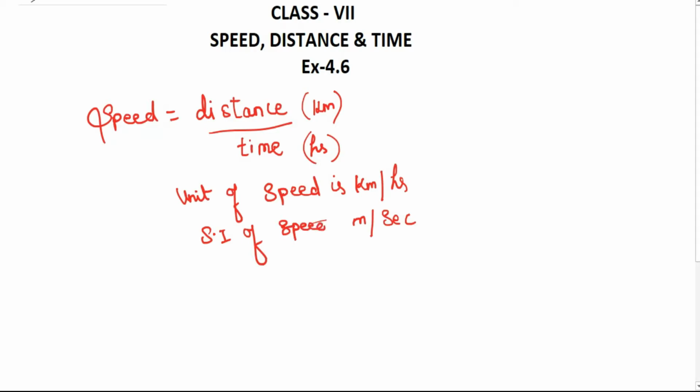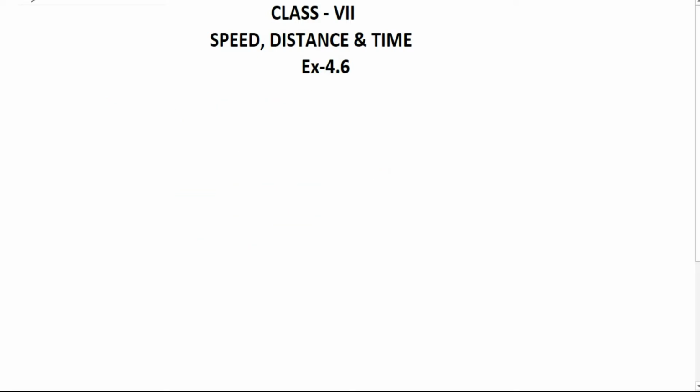So it means speed can be expressed in terms of kilometer per hour also, and speed can be expressed in meter per second also. Now suppose the speed is given in kilometer per hour, how are you going to convert it into meter per second? That is called conversion of unit, which I am going to tell you. So our next heading is conversion of units.